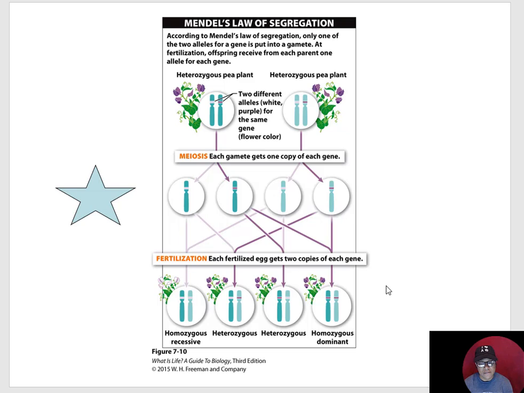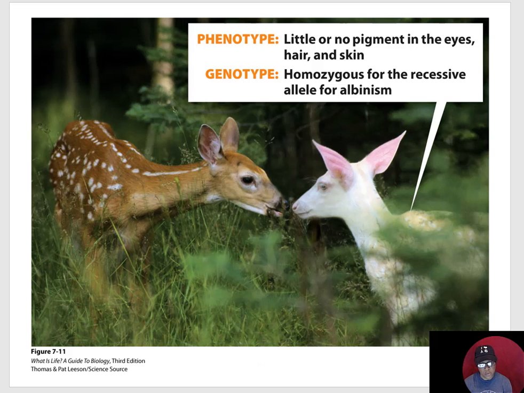It's called Mendel's law of segregation, where we actually see that only one of the two alleles for a gene is put into the gametes. He's the first who came up with that. All right, so I've been using these two words quite often. They should be very familiar to you.